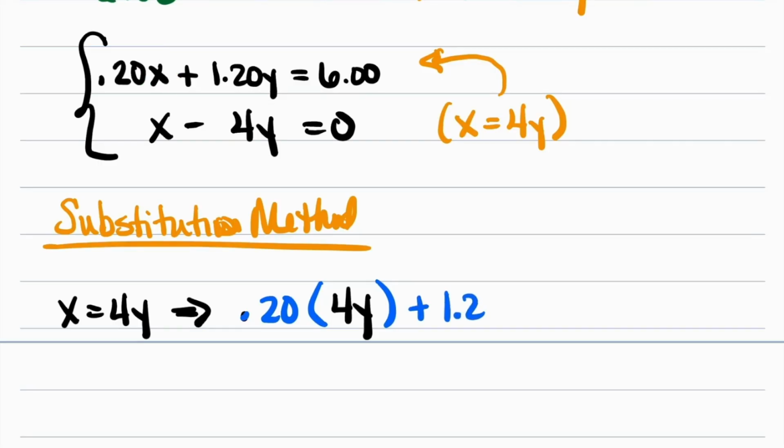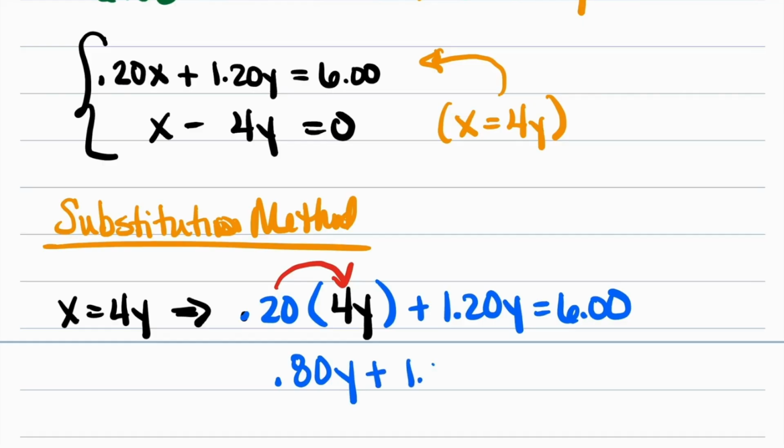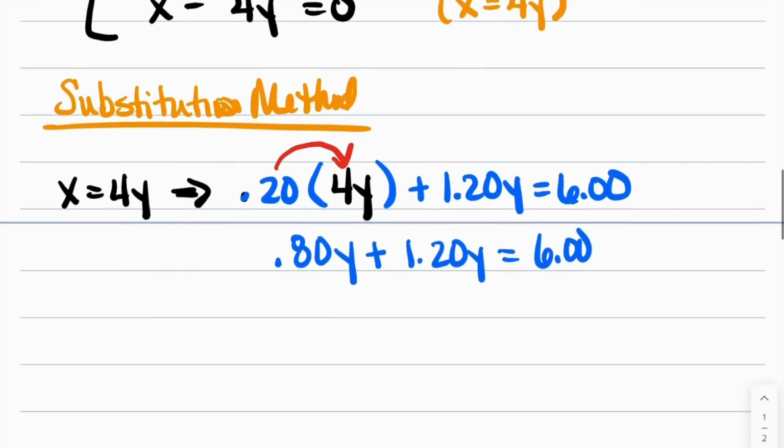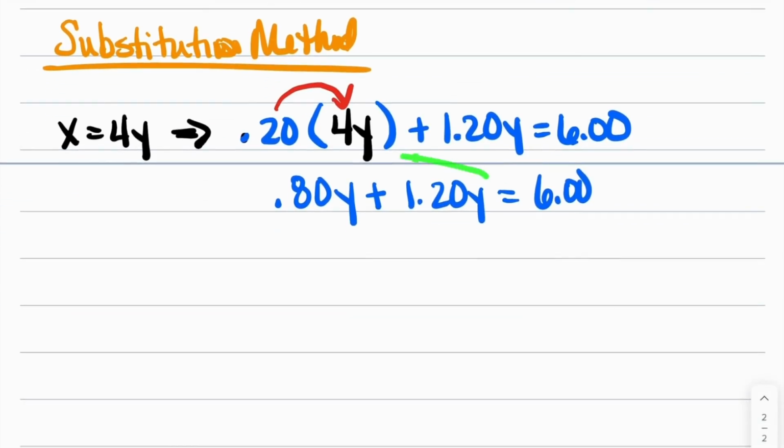Plus $1.20y equals $6. And then we're going to do the distributive property here, or you could just say multiply. I guess we don't need to be fancy. That gives you 0.80y plus $1.20y equals $6, right? So far, so good. And then we're just going to add these two together, and you get $2.